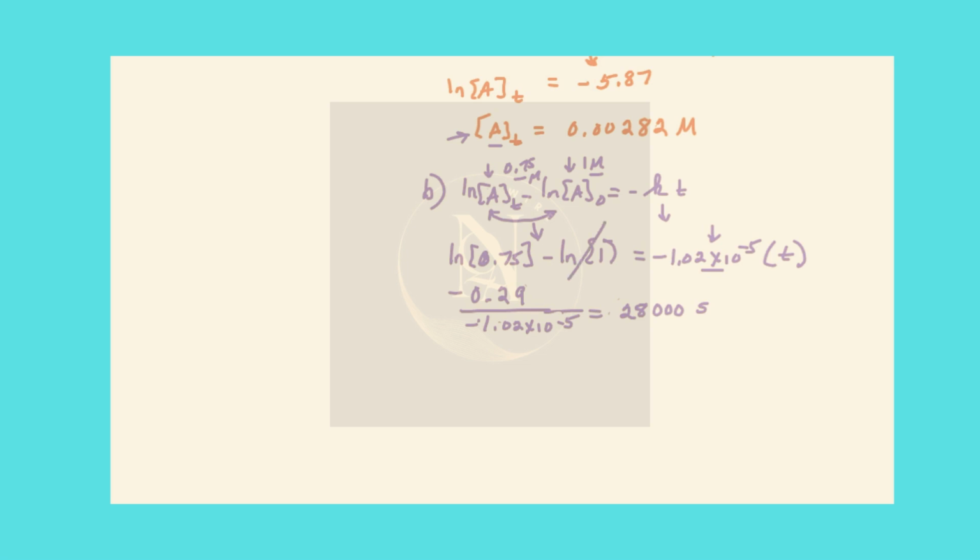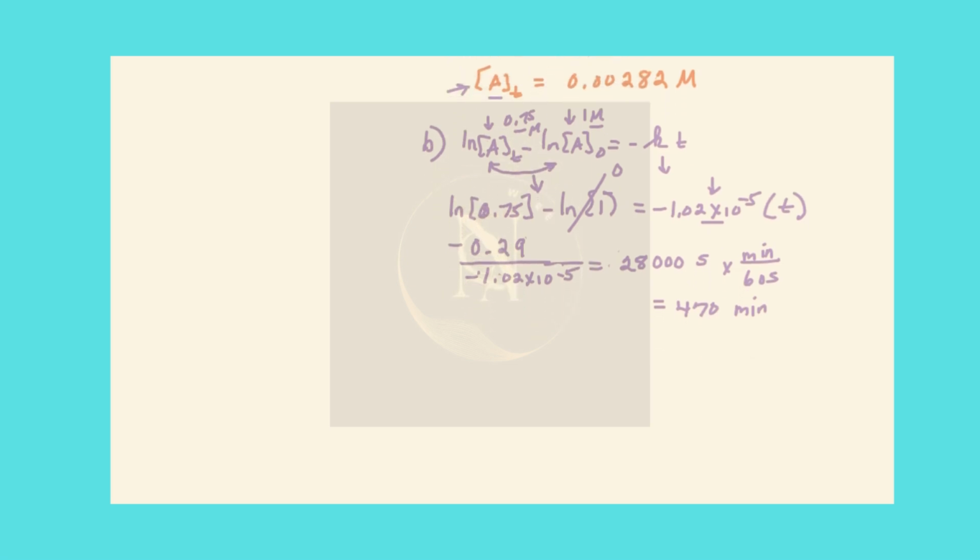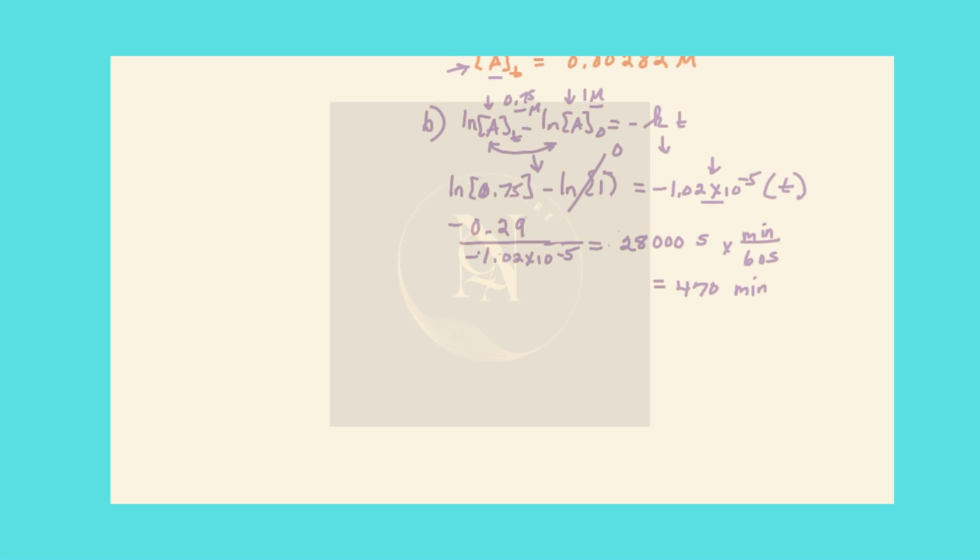Natural log of 1 is always going to just be 0. So we get a negative 0.29, and we divide that by that K term, and that's going to give us 28,000 seconds. It does ask us to represent the answer in terms of minutes, though, so 60 seconds per minute. Do that final conversion and divide the seconds by 60, and we get 470 minutes. So that's the answer to part B.